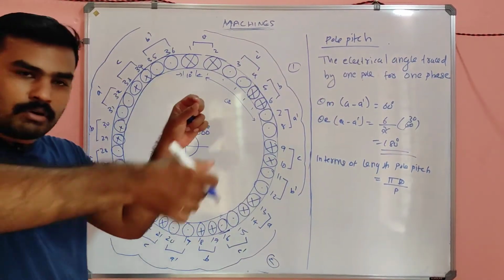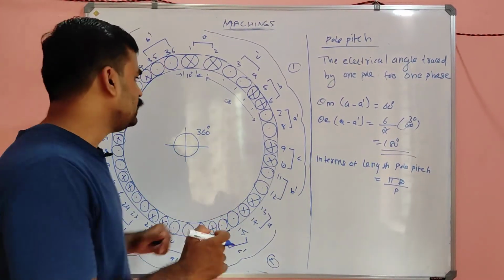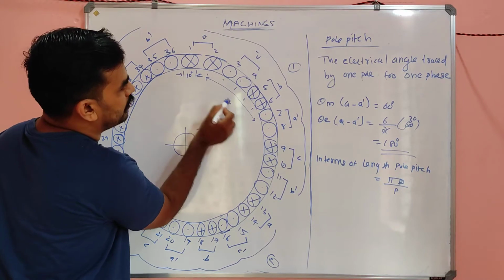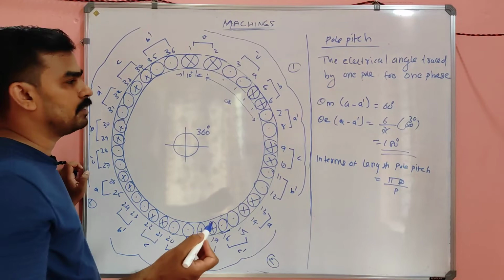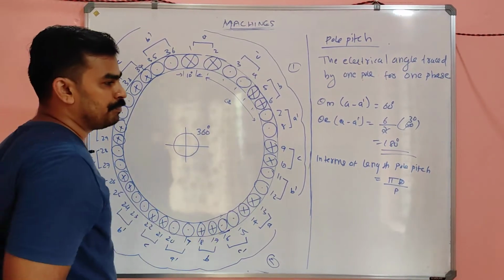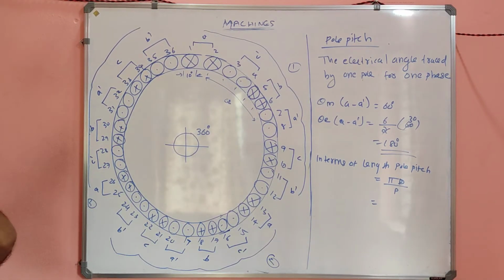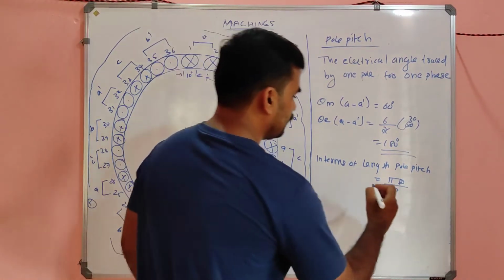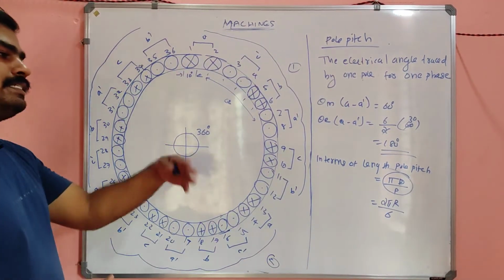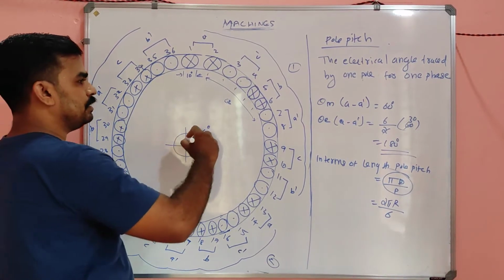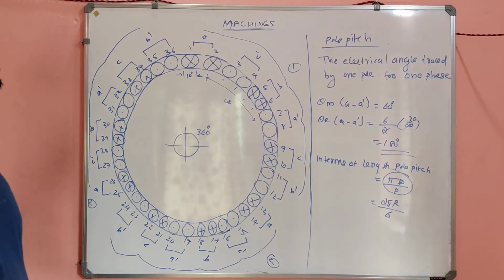In terms of length, if you get pi d by p, it will give you the answer in centimeter, meter or millimeter, depending upon the magnitude; you will get it in terms of meter. And there is another equation, not that important, 2 pi r by 6. This is very important, pi d by p. There is another equation 2 pi r by 6 where r is nothing but the radius of the machine. Then also you can find the pole pitch.